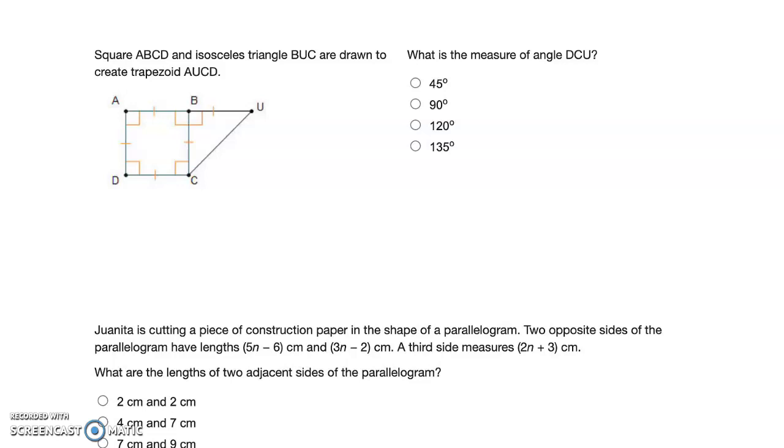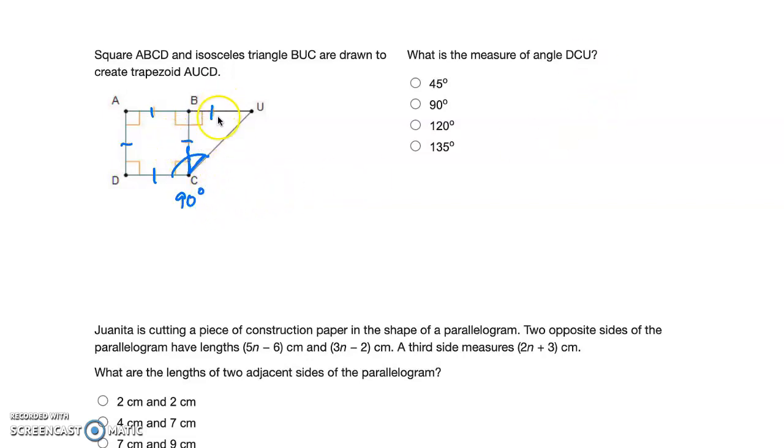So the first one we have is the square ABCD and an isosceles triangle. Right here, we have a square ABCD and an isosceles triangle, and all these things are marked with congruent sides, and they're drawn to create this trapezoid. Now we want to know what is the measure of angle DCU. DCU is this whole angle from here all the way over to there. Well, we know part of it is 90 degrees, and then we need to know this angle BCU in order to find out the measure of the whole angle.